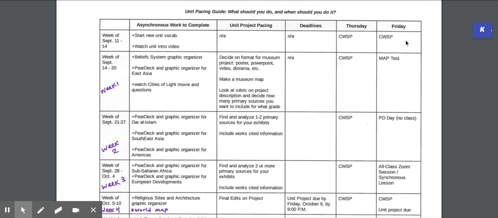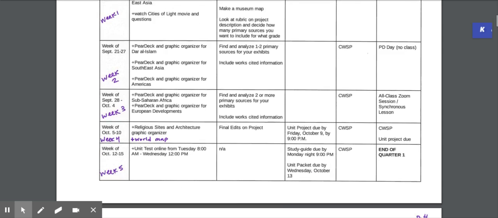So you guys have work study on Friday the 11th. You guys have the map test on the next Friday. On the 25th, you guys do not have academic classes because of professional development. The week of October 3rd, you guys on October 2nd, we have our one Friday whole class lesson. You will be in class for that day over Zoom. However, the Friday after that, you will have work study again, and that will lead you into the end of the unit.